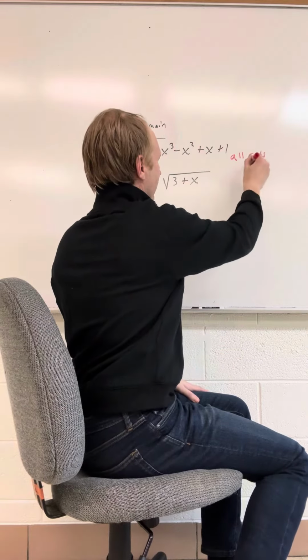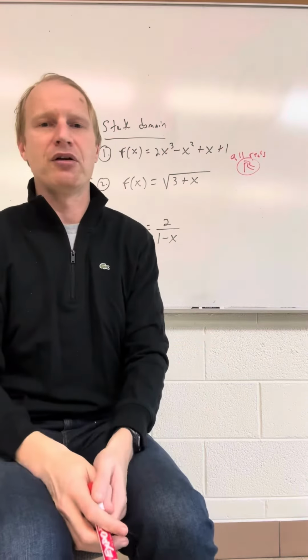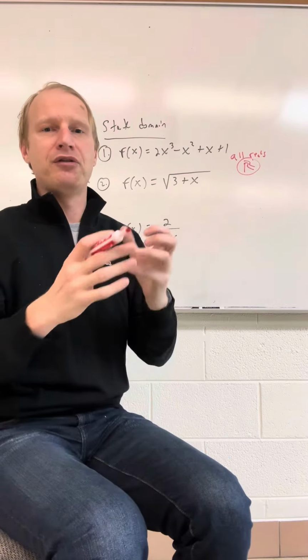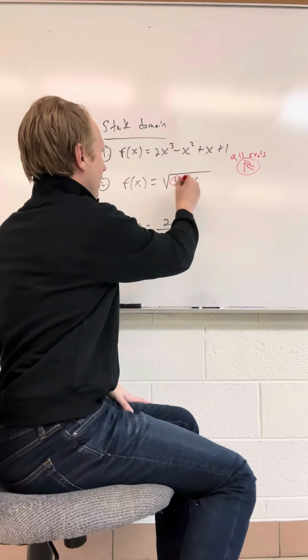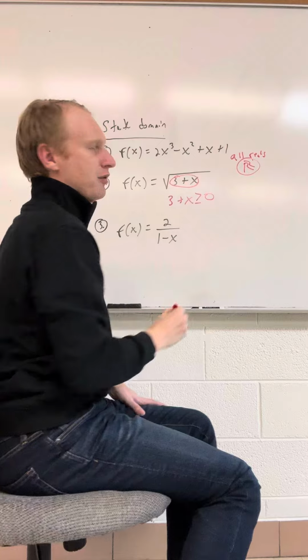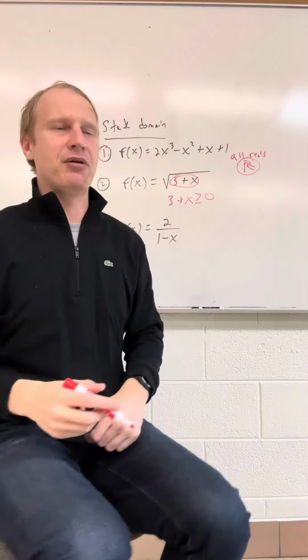And the symbol for that is we just put a big R for all reals, and that stands for the domain of all reals. The second one, we have a square root. You can only take the square root of 0 or greater. So the number has to be 0 or greater inside the square root. So we take 3x plus x, that has to be greater than or equal to 0, right? You can square root 0 and get 0, or square root a positive number.